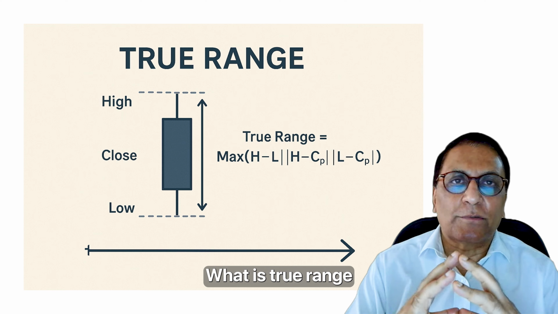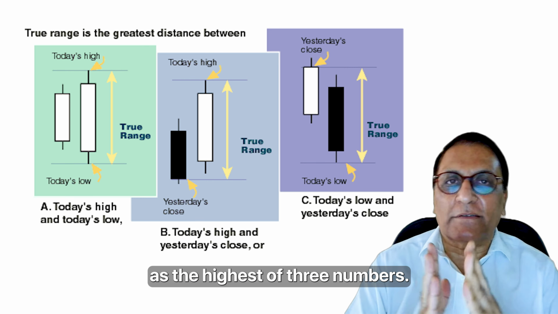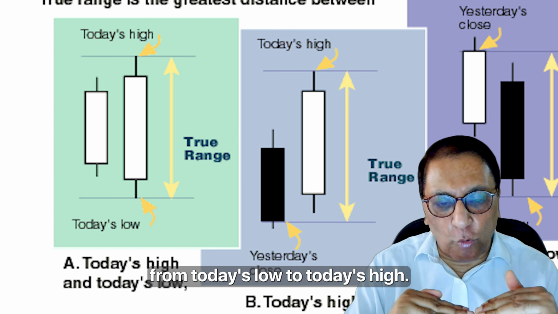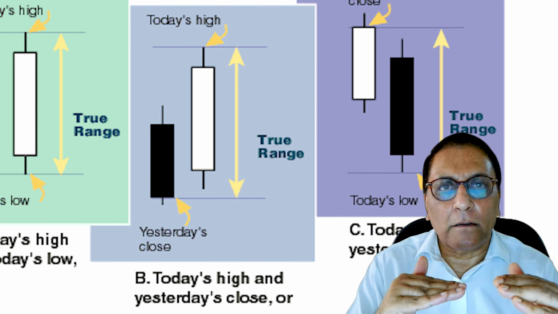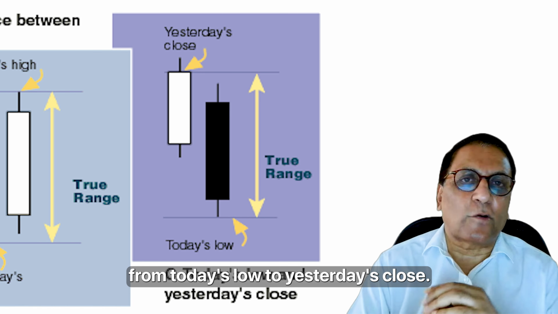What is true range? True range is defined as the highest of three numbers. What are those three numbers? The distance from today's low to today's high, the distance from today's high to yesterday's close, and the distance from today's low to yesterday's close.